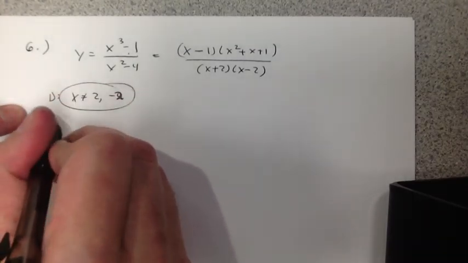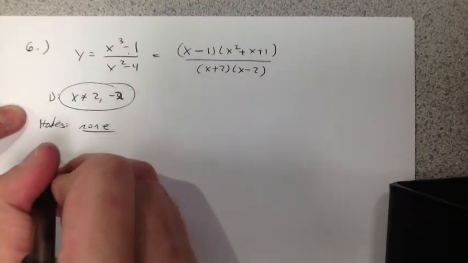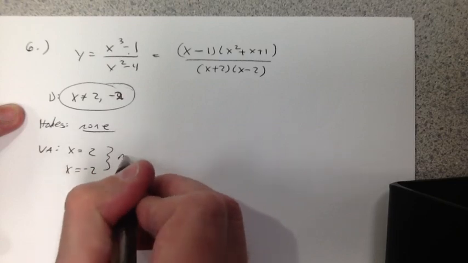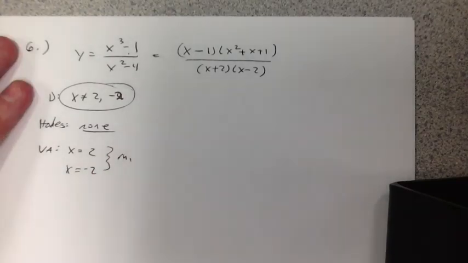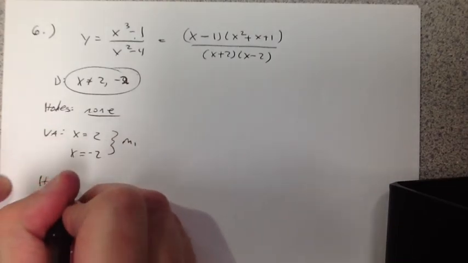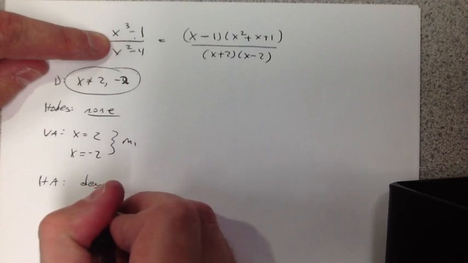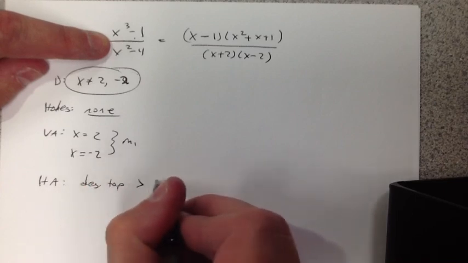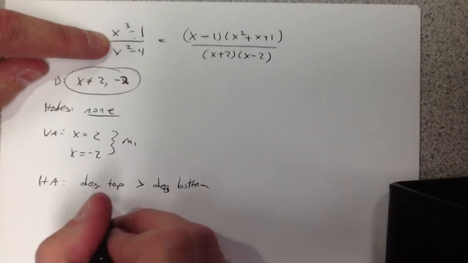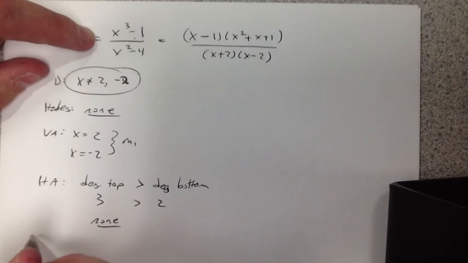Are there any holes? Absolutely none, because nothing canceled. So that means we have two vertical asymptotes, and they are both multiplicity 1. Get the horizontal asymptote. The degree on top is bigger than the degree on bottom, because 3 is bigger than 2. So there's no horizontal asymptote.